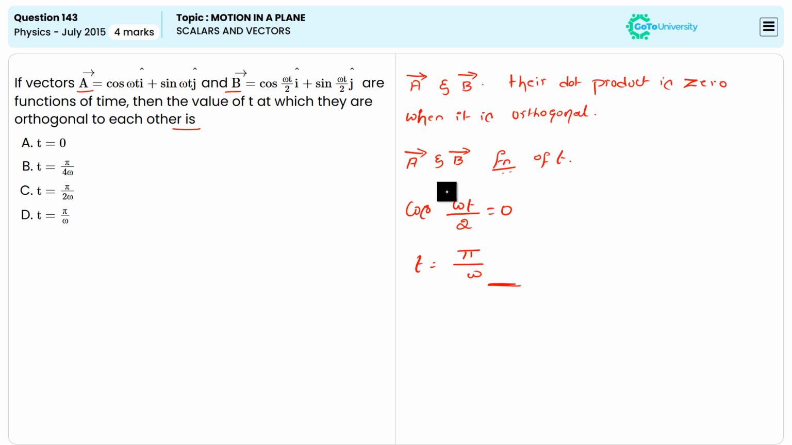So the value of the time at which vector A and vector B are orthogonal is π/ω. So option D is the right answer.